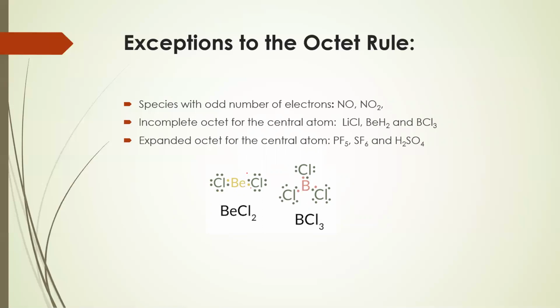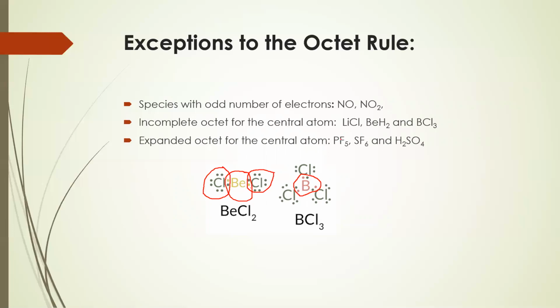Here, you can see beryllium, being a central atom, after sharing electrons still has only 4 electrons. Hence, it is an exceptional case for the octet rule because it does not contain 8 electrons. Similarly, for boron, after sharing electrons with each chlorine atom, it has only 6 electrons. Again, these are examples where the central atom has fewer than 8 electrons.